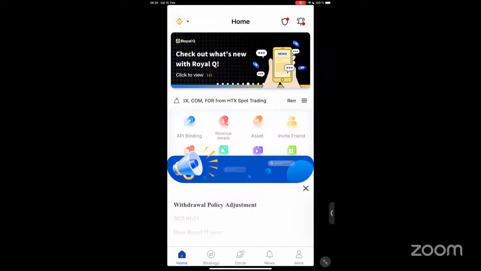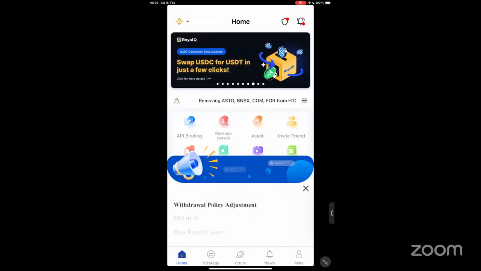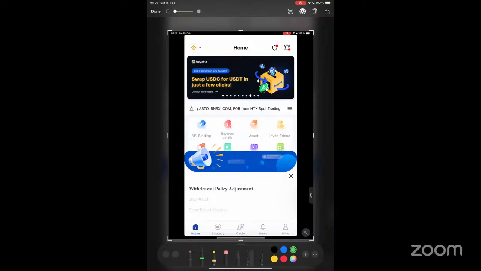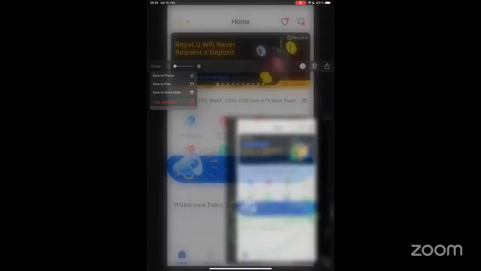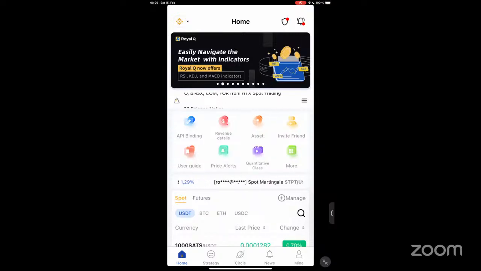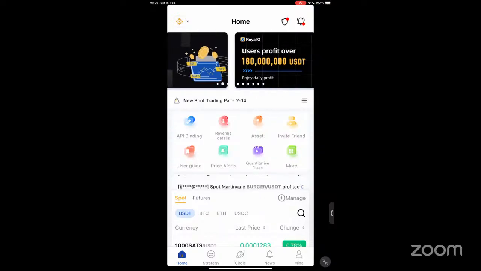All right. So we have the home button. Now there is an announcement here below. This is an announcement for we, the Royalq users. If you decide to read it, you can scroll up to read the information below. But if not, you just have to tap on the X to close it. So this is an old announcement concerning withdrawal. If you're interested, you can come and read it.